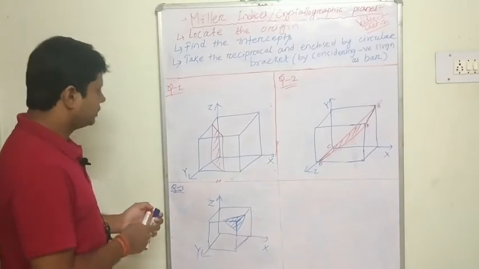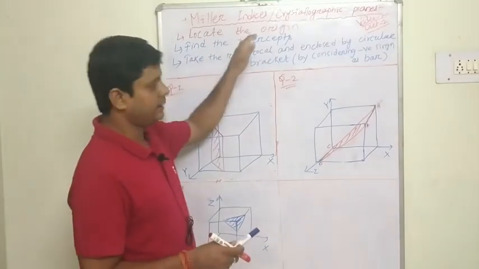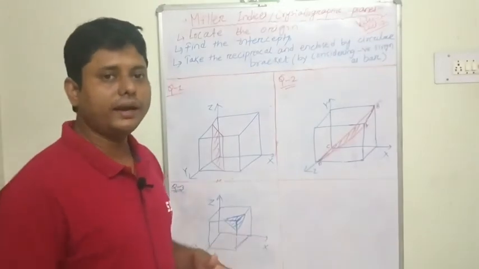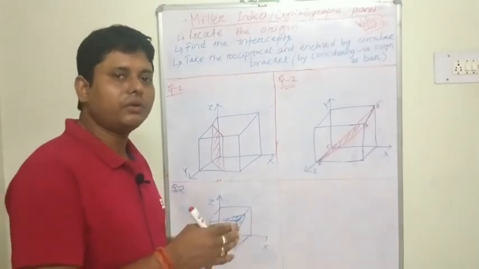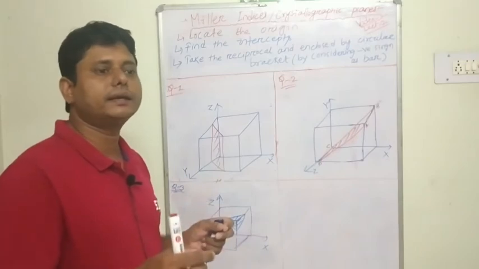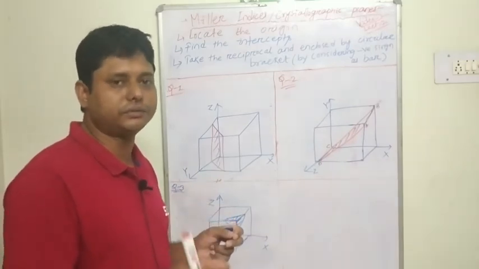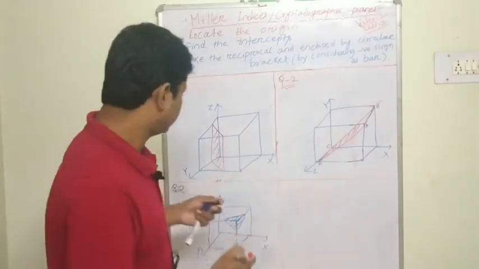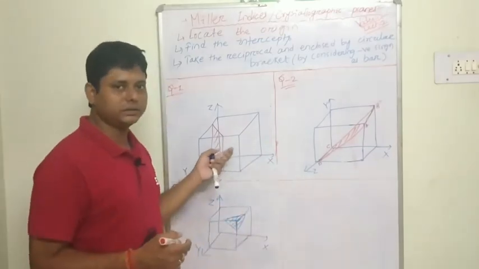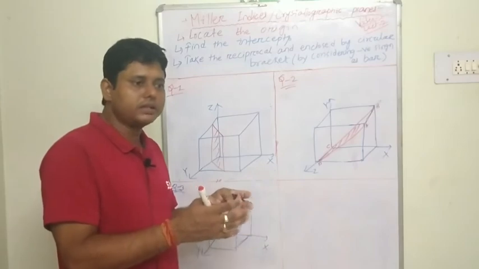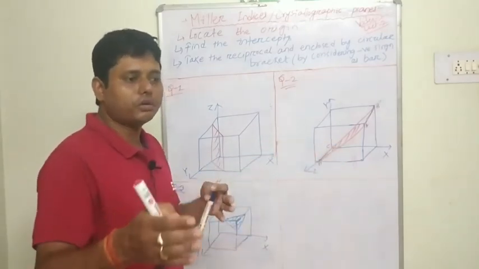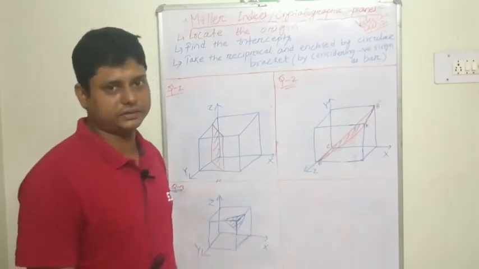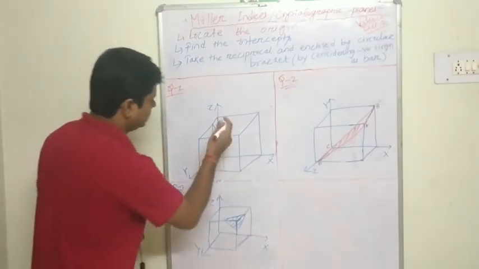So the appropriate origin we have to locate in such a way that from that origin we can get the intercepts. That means we can see or visualize wherever we have to take the origin. If we sit on the origin, we can find the cut marks of the plane on the axes.